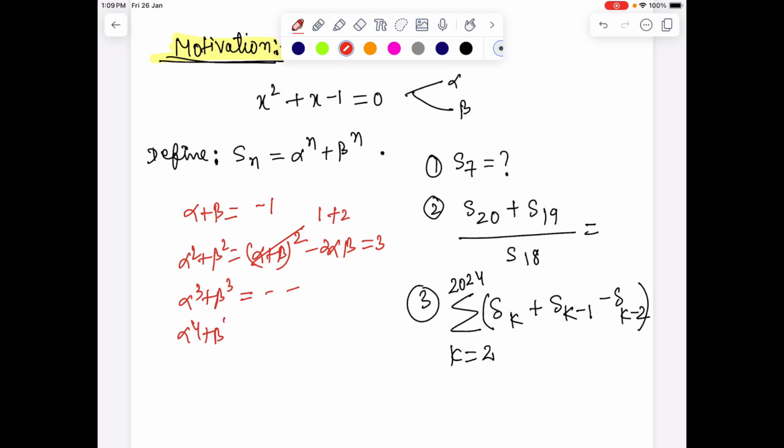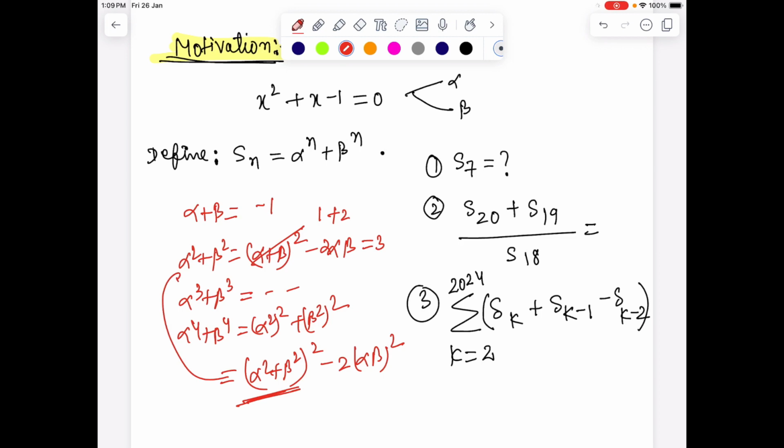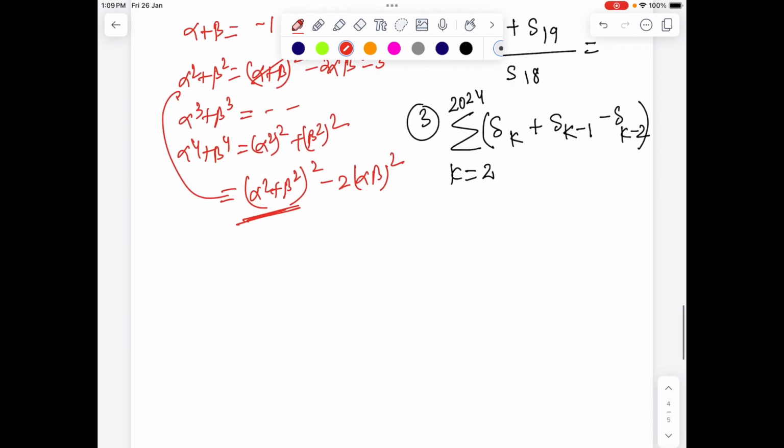Alpha 4 plus beta 4 can be found with alpha square plus beta square, and this can be written as (alpha plus beta) whole square minus 2 alpha beta. So once we know alpha square plus beta square from before, we can keep on getting the answers. But there is a very cool method of doing this. Okay, let's try to understand that.